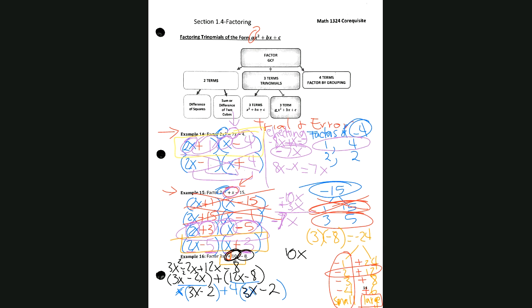So now you can see clearly how this factor is repeating, 3x minus 2, because it does appear in both terms. We have it there and we have it here. So if we factor 3x minus 2 from here, we will still get positive x, which is here. And if we factor 3x minus 2 from here, we will get positive 4. And that completes the factorization of example 16.